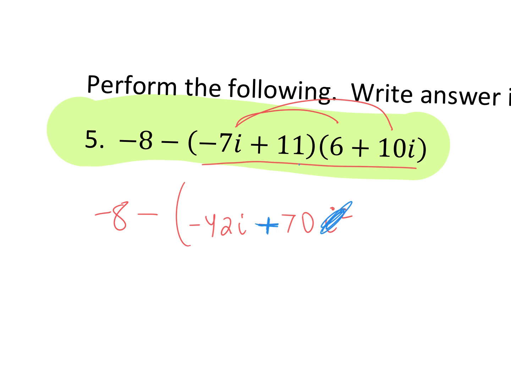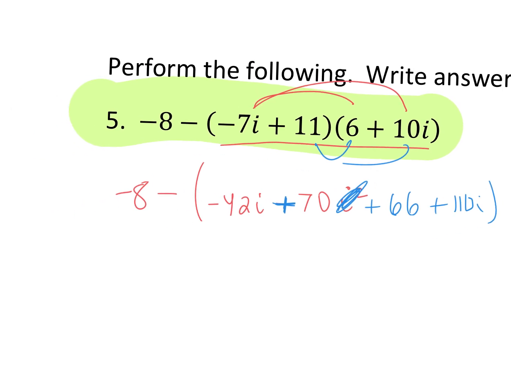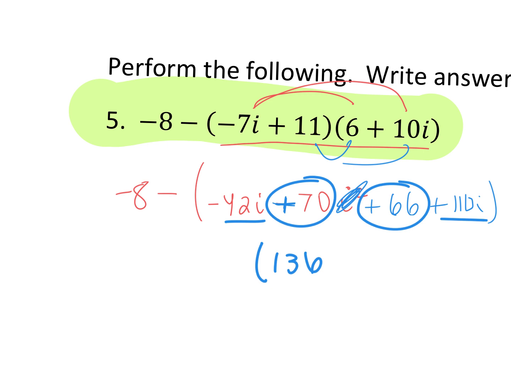And now we're going to say 11 times 6. 66, good. And then 11 times 10i. 110i. All right. Combine like terms. Real with real. What's 70 plus 66? 136. Okay. What's negative 42i and 110i? What's 110 minus 42? Positive or negative? So plus 68i.